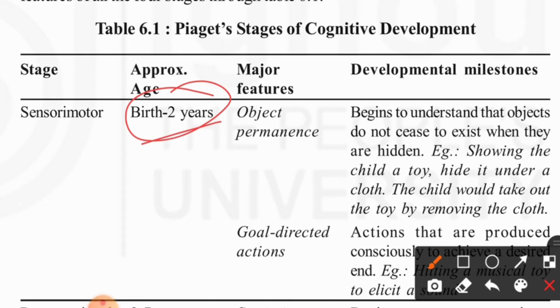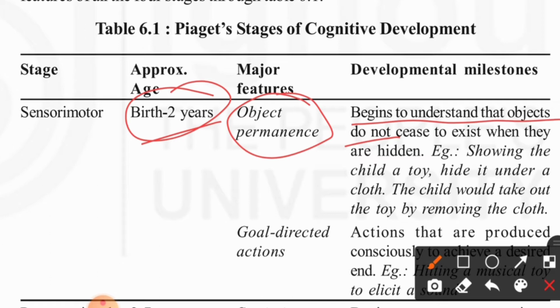And at this stage, the object permanence. What development takes place in a child? The child begins to understand the object. The child is able to understand that this is a table, this is a chair, this is a book. So that kind of sense starts developing at this stage. The child begins to understand that objects do not cease to exist when they are hidden.